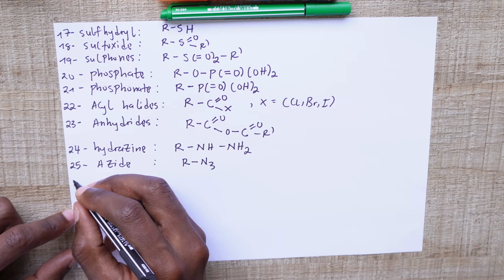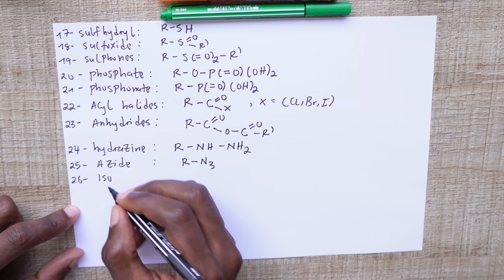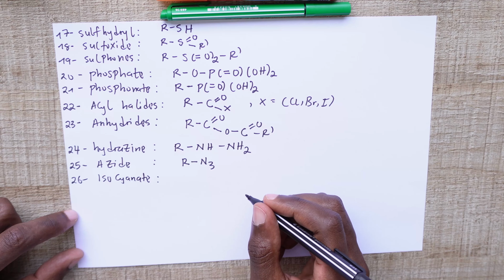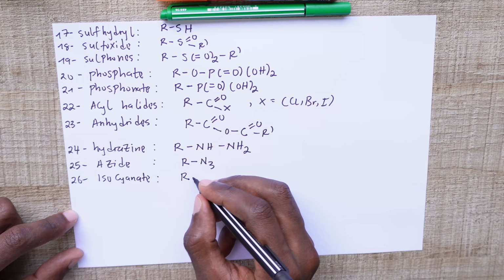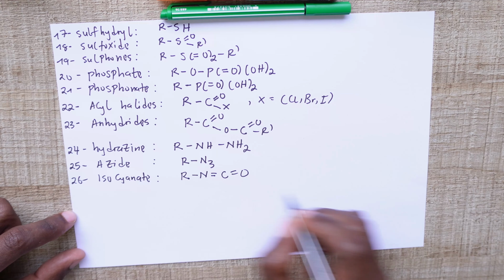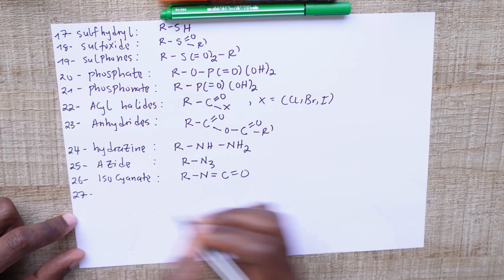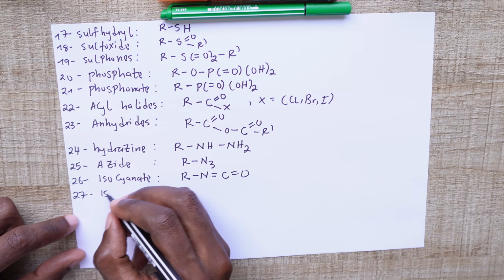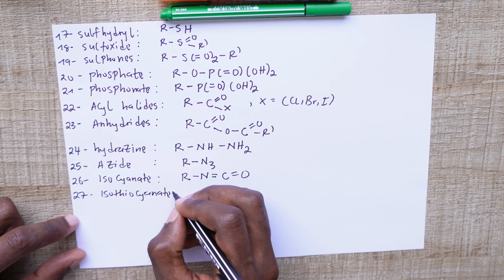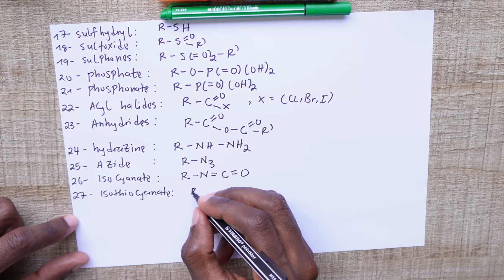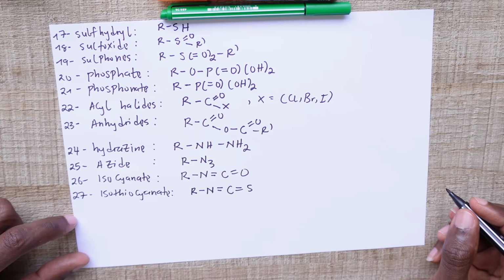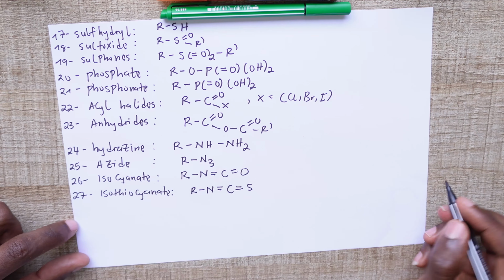In the 26th position, we have the isocyanates, which have as functional group R, N, C, O. Then we have the isothiocyanates, which have as functional group R, N, C, S. So you just have a sulfur in the place of oxygen.